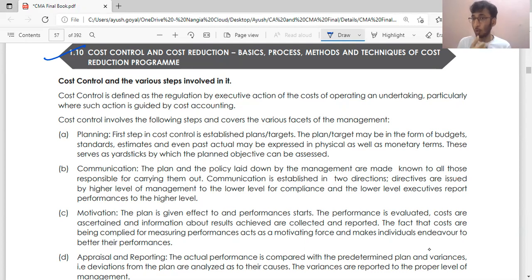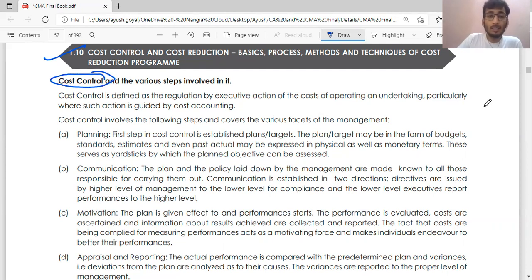Suppose somehow we see that the cost is going up, and at the end of the year our actual cost would cross our budget, go more than the budgeted target. If we see that, then cost reduction comes into place. So basically, cost control is used to control the total cost. That's where cost control comes in.